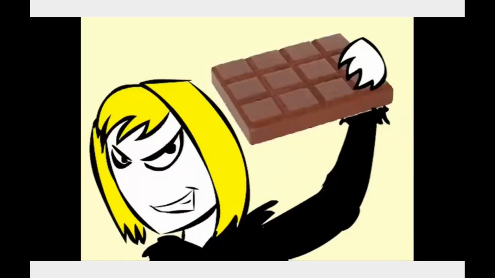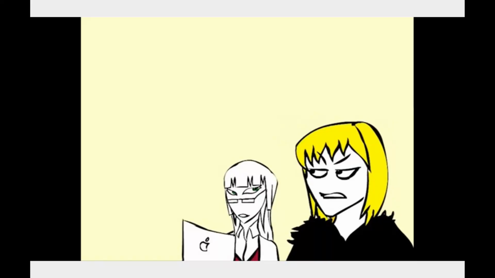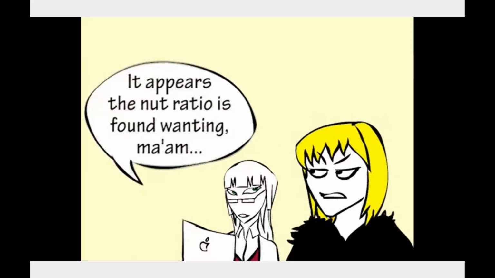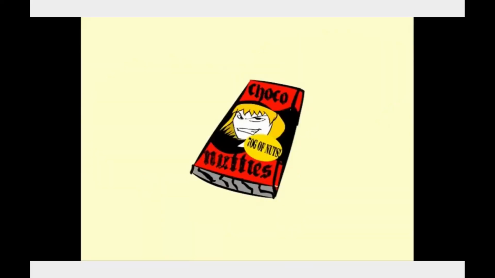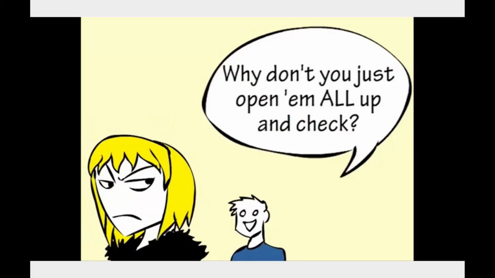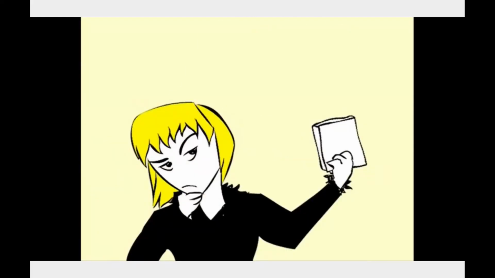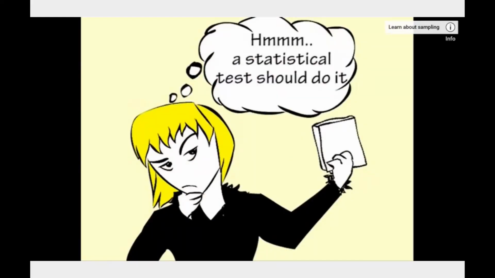Helen sells chocolate. Recently, she has received complaints that the chocolates have fewer peanuts in them than they are supposed to. The packet says that each 200-gram packet of chocolates contains 70 grams of peanuts or more. Helen can't open up all the packets to check, as then she wouldn't be able to sell any. So she decides to use a statistical test on a sample of the packets.